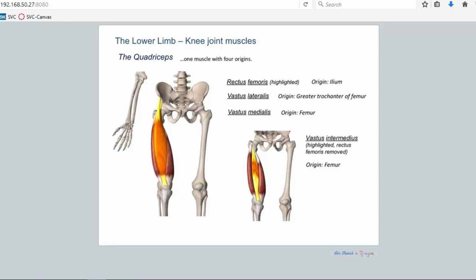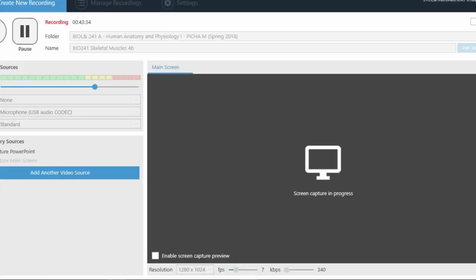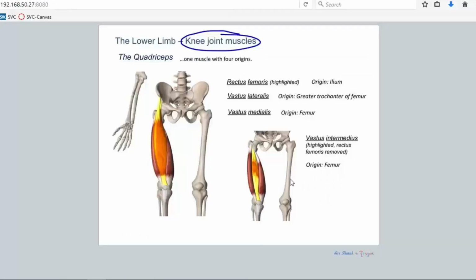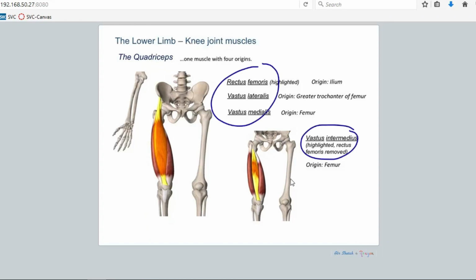Okay, down to the lower limb, now the knee joint muscles. And we're on the anterior side. Should write that up there. Okay, so this is an anterior view. And the muscles that I want to look at here are the quadriceps. And again, this is one muscle with 4 different origins. And you guys have to know all of these individually.